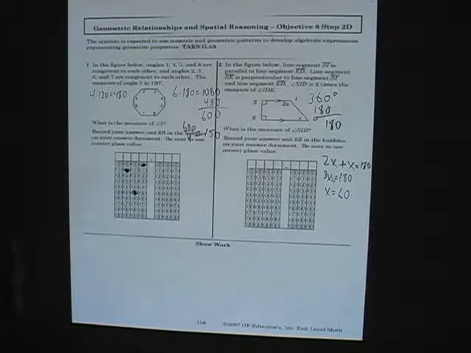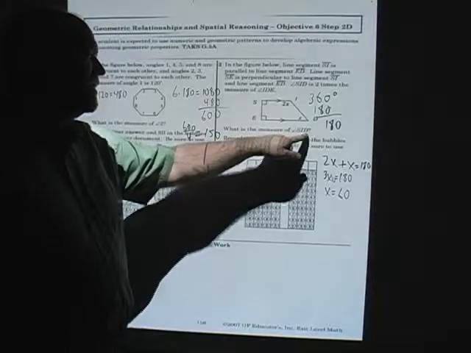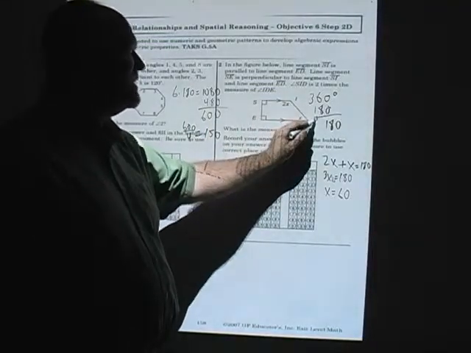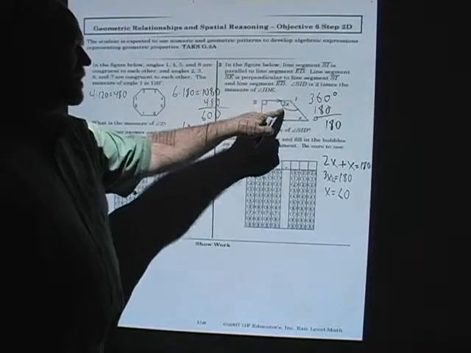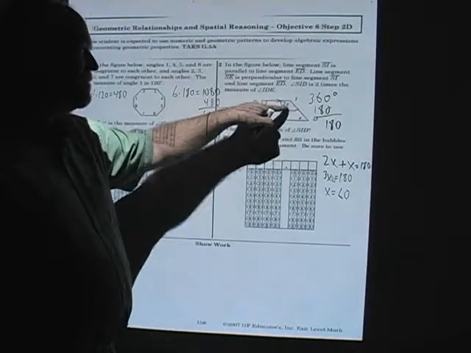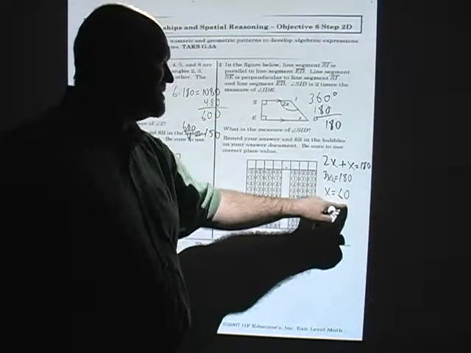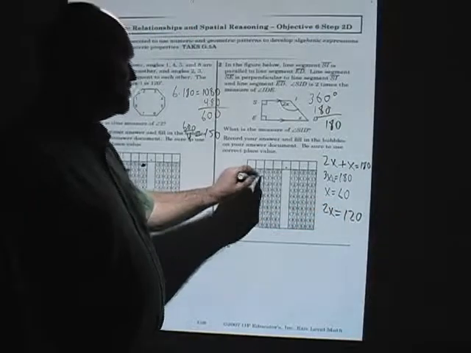Is that the answer? Let's go back and read the question. What is the measure of angle SID? Here's SID. So we're talking about this angle. We're not talking about x, we're talking about 2x. So if x is 60, then 2x is 2 times 60, which is 120.